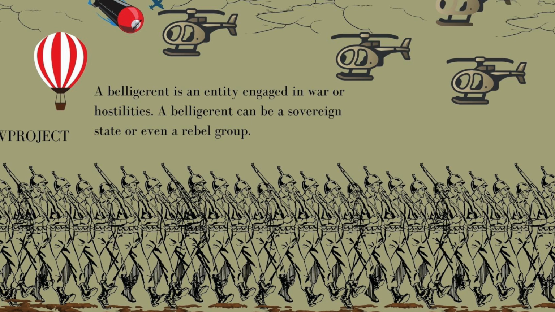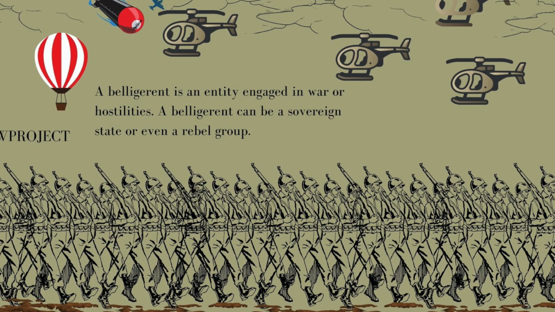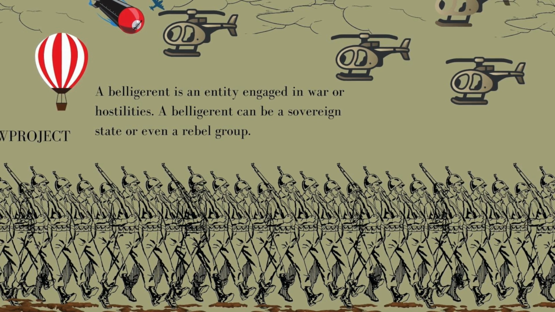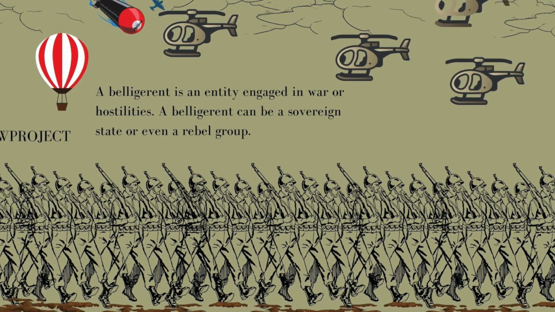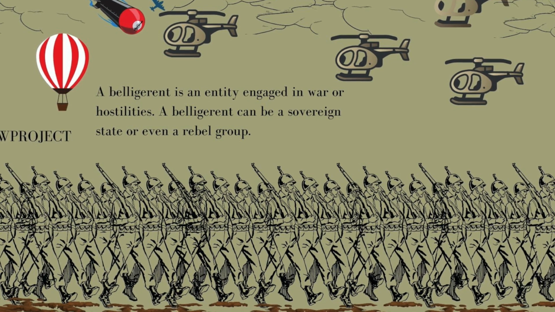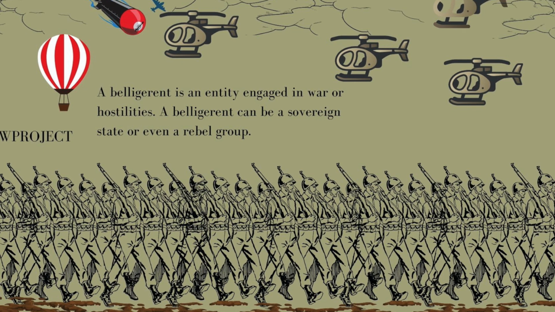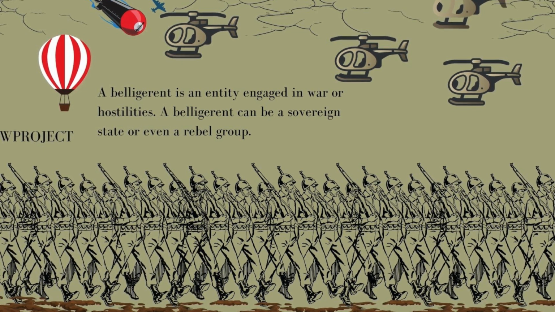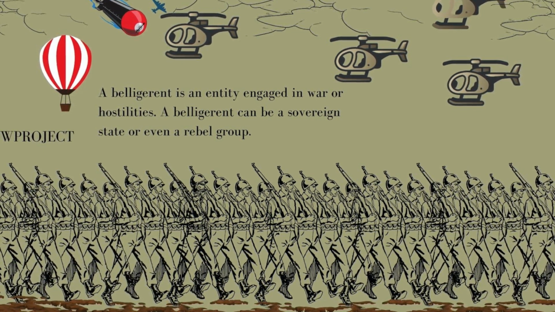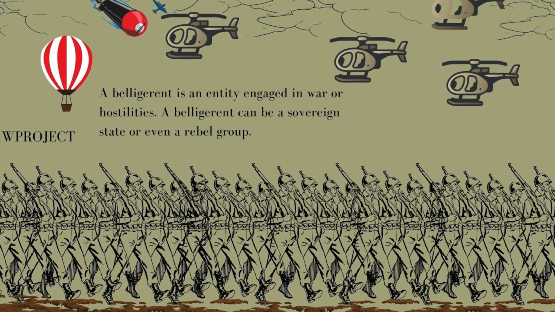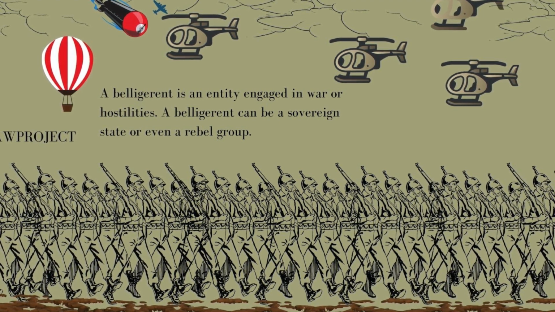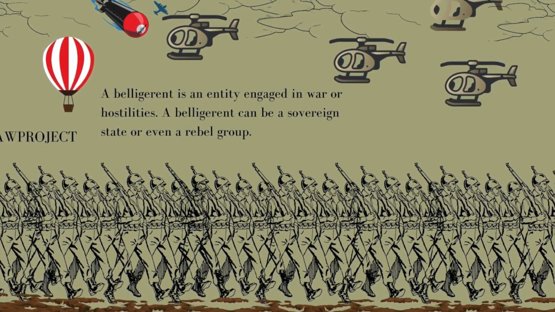To the next issue, what is the meaning of belligerent? We have mentioned that neutrality is based on defining the relationship between neutral states and belligerents. So the logical question then is, who are belligerents? A belligerent is an entity engaged in war or hostilities. A belligerent can be a sovereign state or even a rebel group.